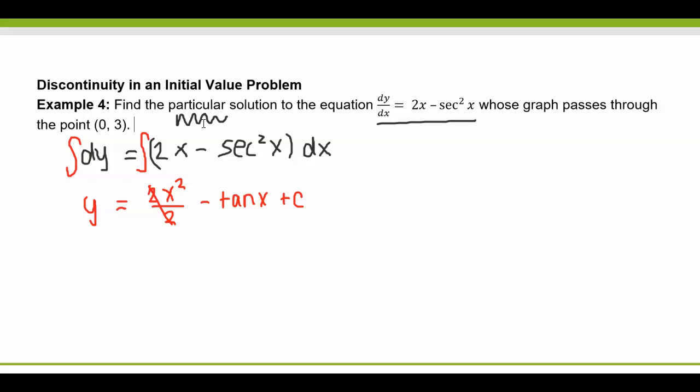And because 0 is on the domain of both secant and tangent, we can plug in our 3 and 0 and solve for c.